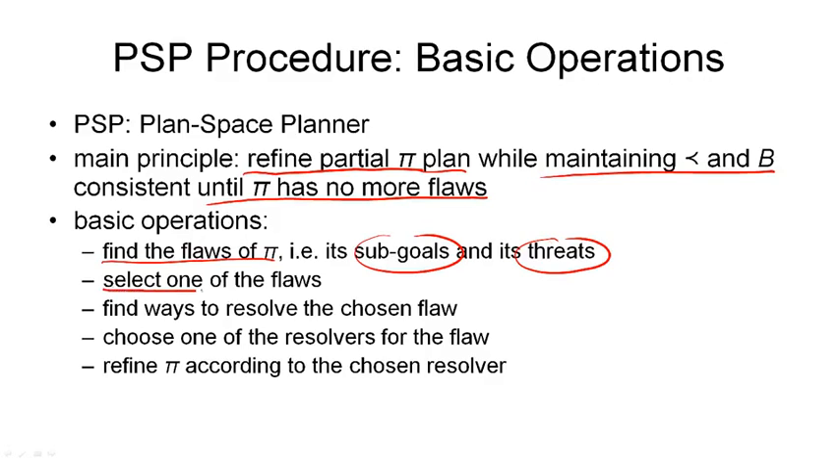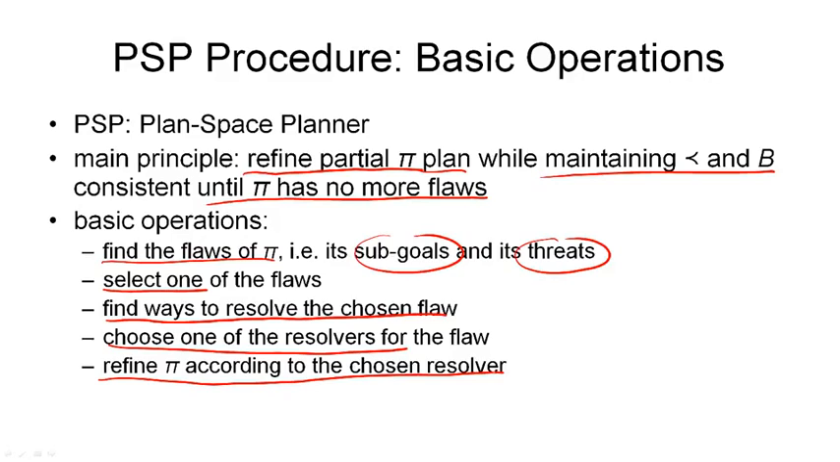So the next step is to select one of those flaws. Once we've selected a flaw, we need to find all those ways in which the flaw can be removed from our plan, in which it can be resolved. And again, we need to choose one of the resolvers for the selected flaw. And finally, we refine our plan according to the chosen resolver. So we've selected a flaw, we've chosen a way to get rid of this flaw, and now we apply this to our partial plan. This is the step that corresponds to a state transition in our search space.